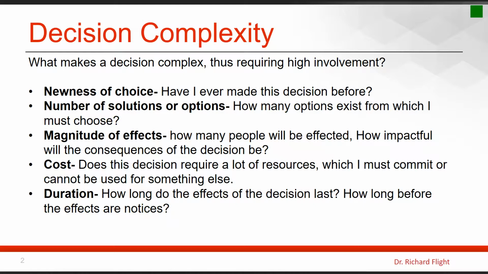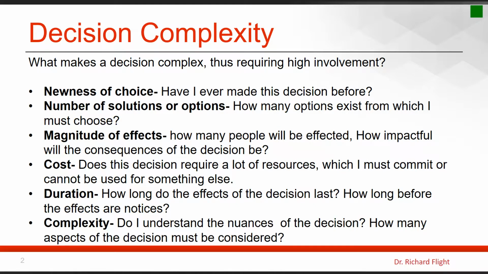The duration, or the temporal or time component of the decision. Is this a decision I'm going to have to live with for a long time, or will it be one that I see the effects of quickly and then they dissipate? That would be one that would require less thought. And then finally, complexity. Complexity may include many of these other items, but in general, it's how intricate and how detailed the decision is that I have to make. Are there a lot of other components and things to consider while I'm making this particular decision?